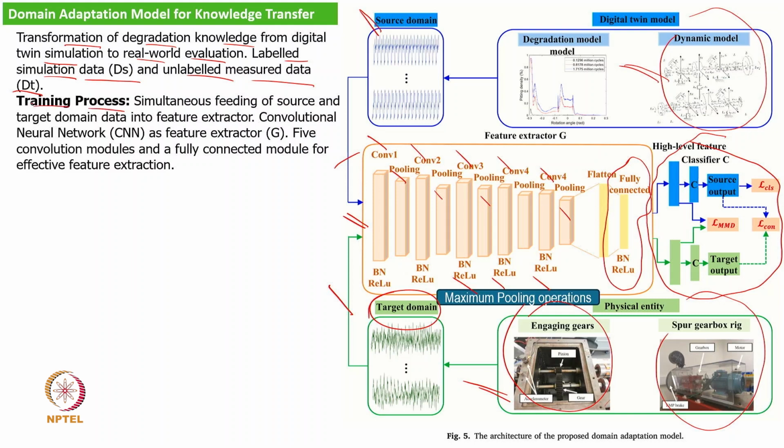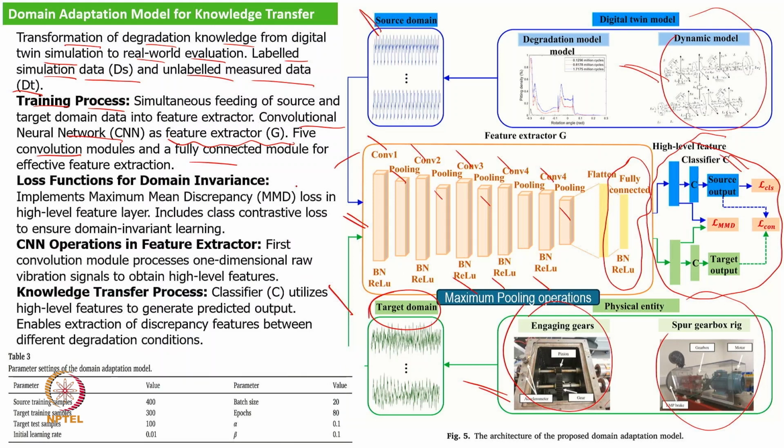Initially, for training purposes, they use this convolutional neural network, and it tries to extract the features. So feature extraction is happening now. In this case, there can be the classifier C. Now you can divide a number of categories, and then there is a comparison to be done with the targeted output. And then they use a total of 5 convolution modules and a fully connected module.